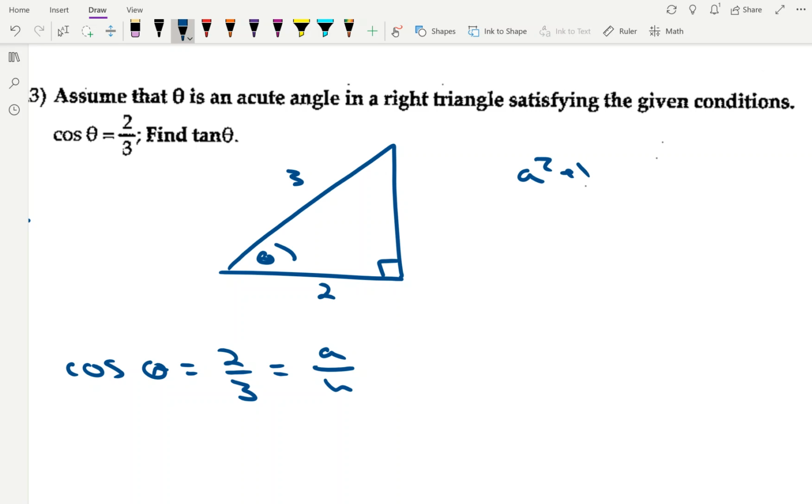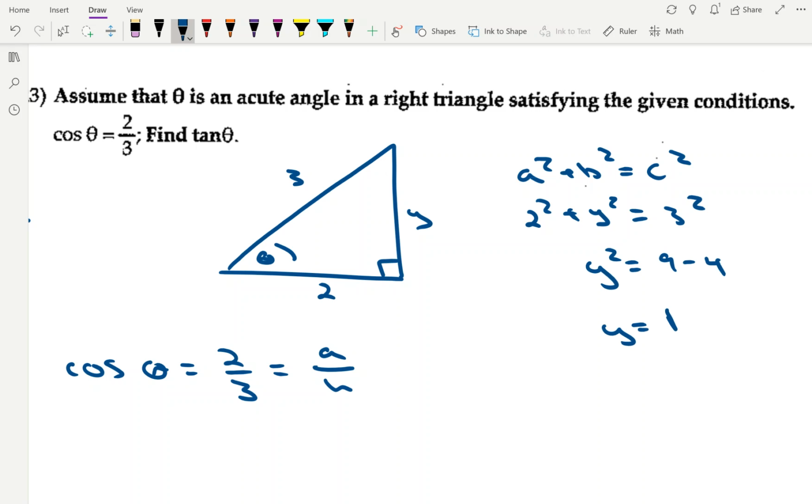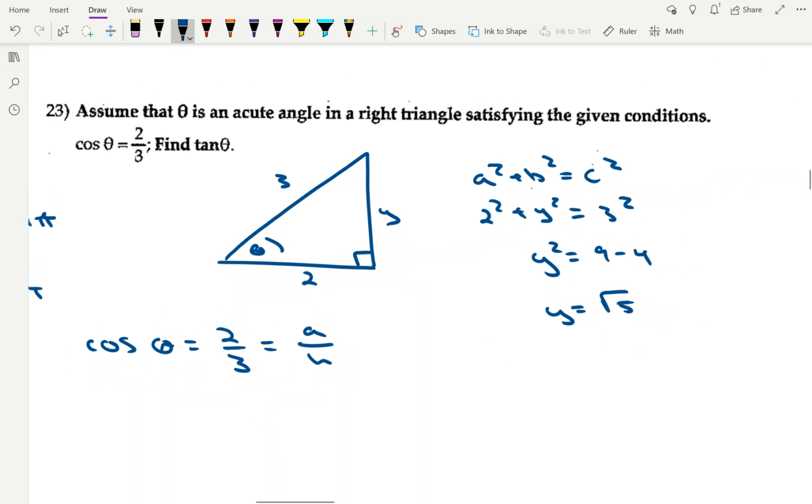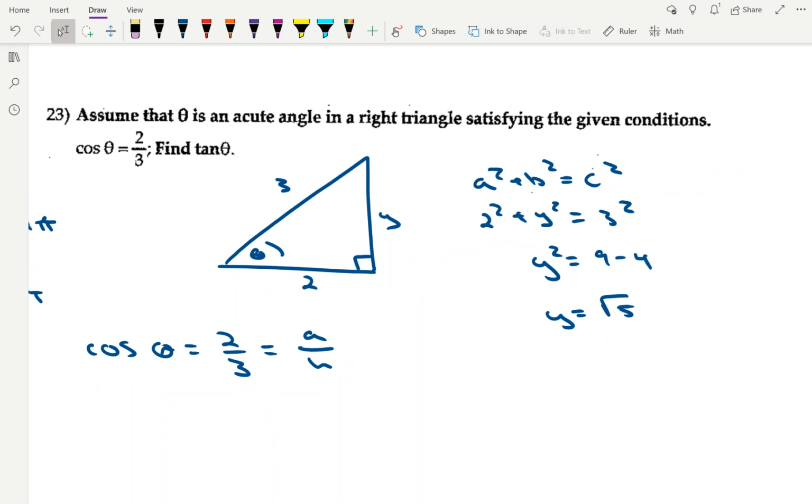We know a squared plus b squared is equal to c squared. So that means 2 squared plus something squared is equal to 3 squared. I'll just call it y just because it's there. We see that y squared is equal to 9 minus 4, or y is equal to radical 5. It's an acute angle, so 2/3 is just fine. So we'll say y is equal to radical 5.